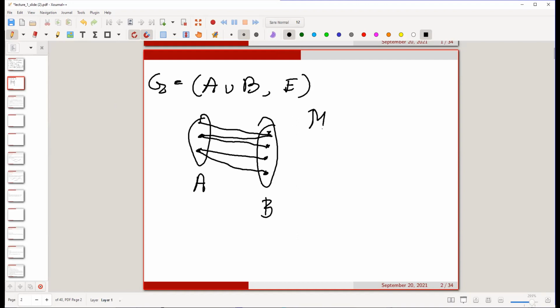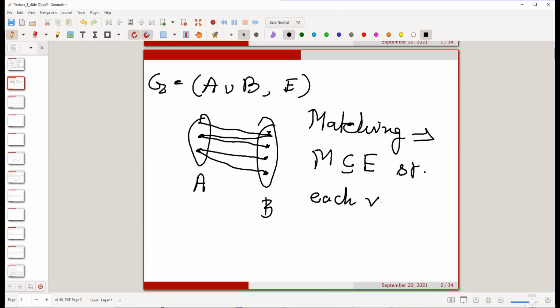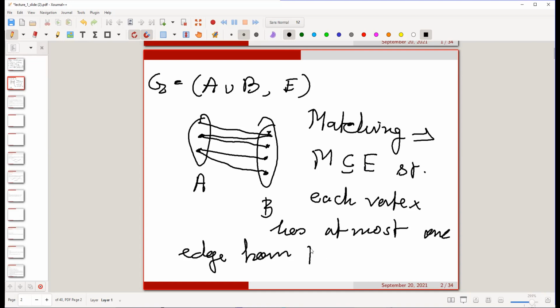And what is a matching? A matching, we will denote it as M, is a subset of the edges E, such that each vertex has degree at most 1 in M. So M is called a matching if M is a subset of the edges and each vertex has at most 1 edge from M incident to it. And what is a maximum matching?